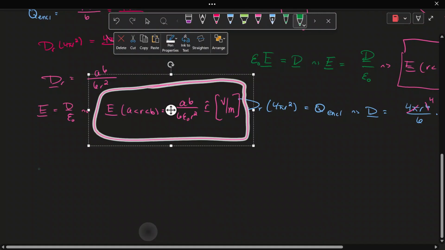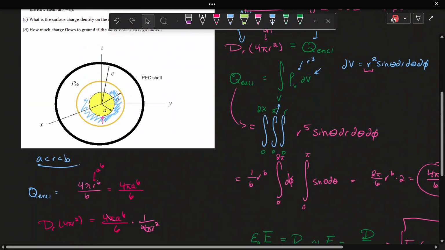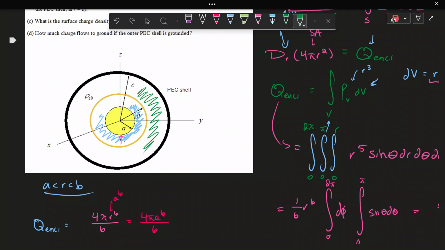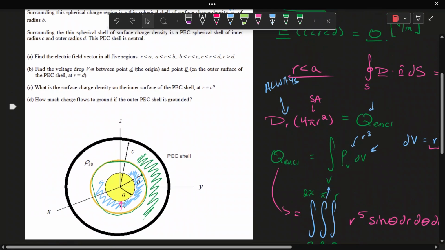The next part, B, whenever R is between B and C. What happens when R is between B and C? So now we're in, I'll highlight the screen, we're in this area. Again, ask yourself, did a new charge get introduced? Yeah, it did. This one is baselined at A, but now we've introduced a new charge that is baselined at B. Okay, what charge density was that though?